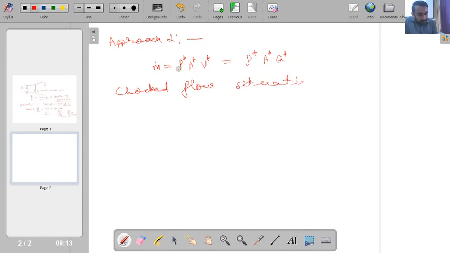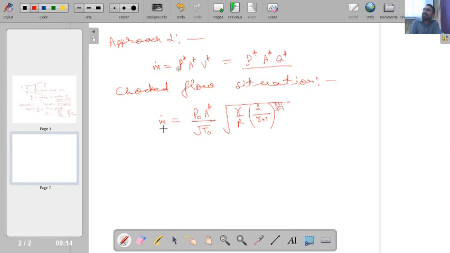For a choked flow situation, if you do slight manipulation of these parameters, you will be able to predict that mass flow rate will become P naught into A star divided by square root of T naught times square root of gamma by R into 2 divided by gamma plus 1 whole power gamma plus 1 by gamma minus 1. So this is the value of mass flow rate which one can determine for a choked flow situation, by doing some algebraic manipulations.